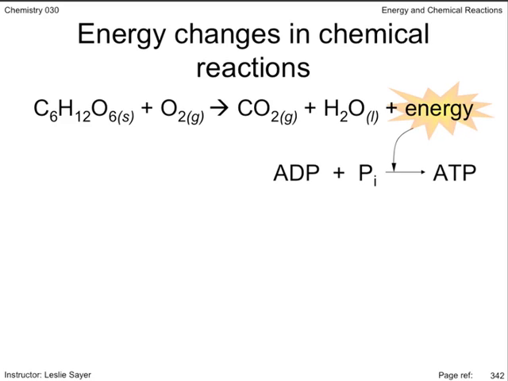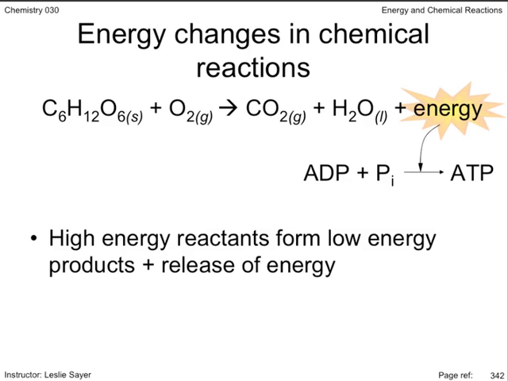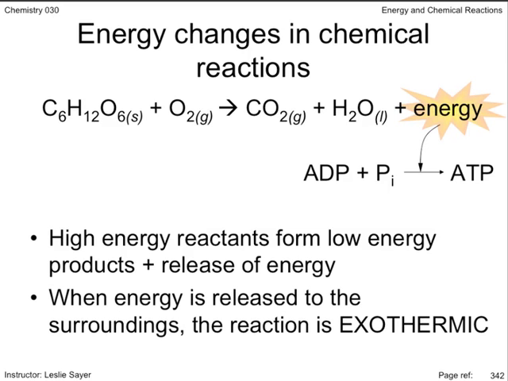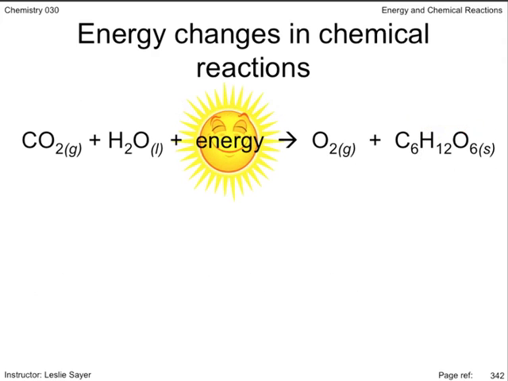In most biological systems, the energy is used in the phosphorylation reaction of adenosine diphosphate to form ATP, the energy currency of cells. High-energy products such as ATP require energy in order for them to form. Most reactions that produce products that have a lower chemical potential energy than the reactants are spontaneous. Lower energy products are always favored. When energy is released to the surroundings, the reaction is exothermic.